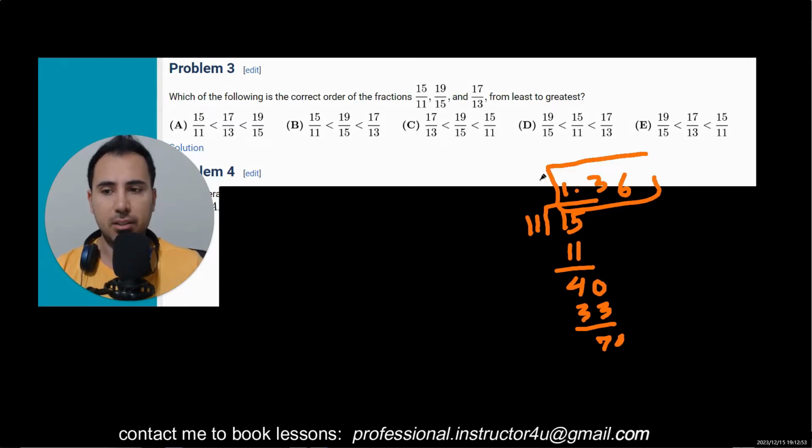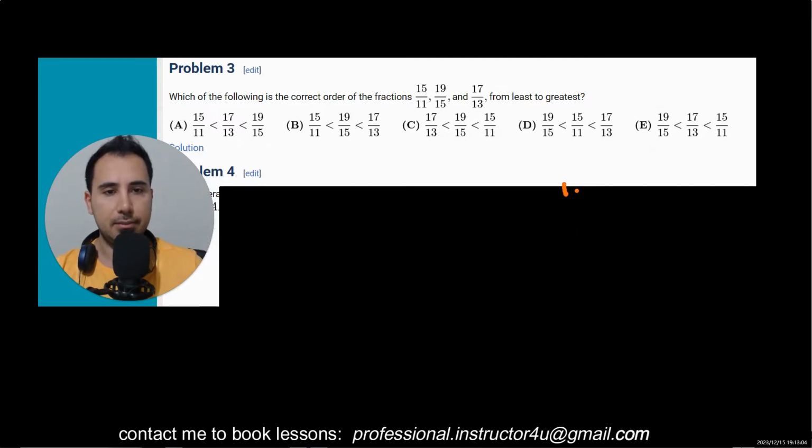Does it work? 100%. Is it the best way? No, it's a waste of time. But why is that a waste of time? Because if you look at these fractions, you see that there's always something going on. The top number, the numerator, is always 4 more than the denominator. So what does that mean? 11 plus 4 is 15. 15 plus 4 is 19. 13 plus 4 is 17. So that's the pattern.